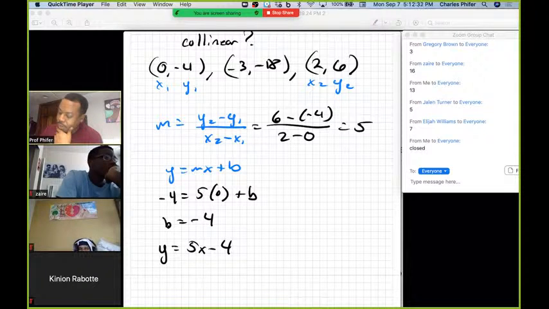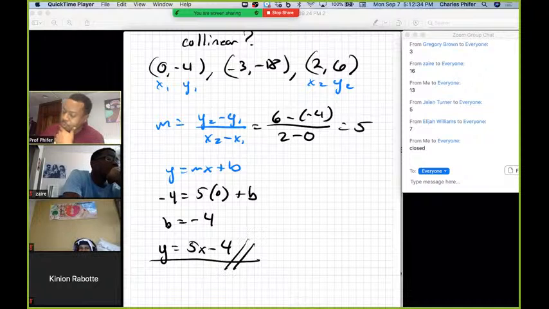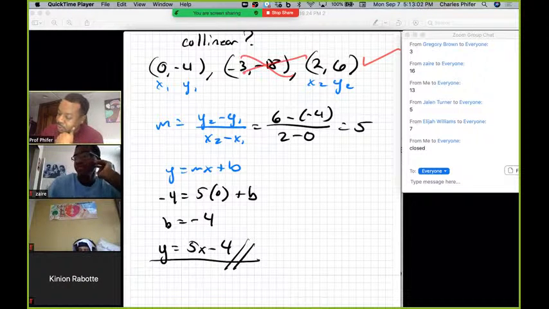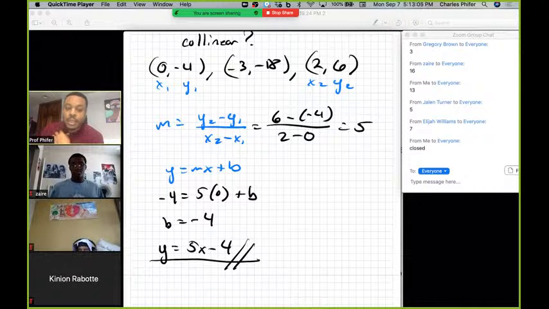So then we want to confirm that this line passes through all 3 points. So notice, when x is 0, y is indeed -4, so the first one checks out. When x is -3, that's going to be -15. That's -15 plus a -4 is -19, which is not -18. So that point, let me make sure I have the right line equation. 5 times 2 is 10, minus 4 is 6. So this one checks out, this one does not. So then are the 3 points collinear? The answer should be no. They're not on the same line. Are the 3 points collinear? The answer would be no.